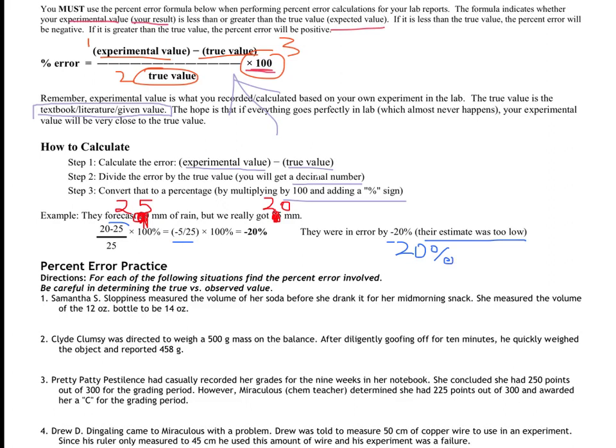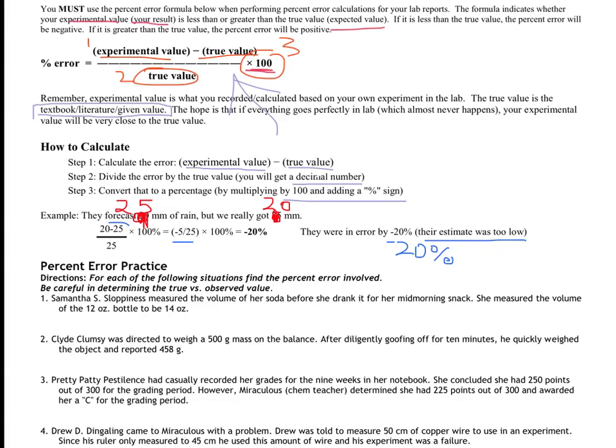I'll do number 1 with you. So, directions: for each of the following situations, find the percent error involved. Be careful in determining the true versus observed value. Observed is the same thing as experimental. I'm intentionally using several different words for observed, experimental, your results, things like that, because you will see these words in many different manners on both your tests and in the classroom for labs.